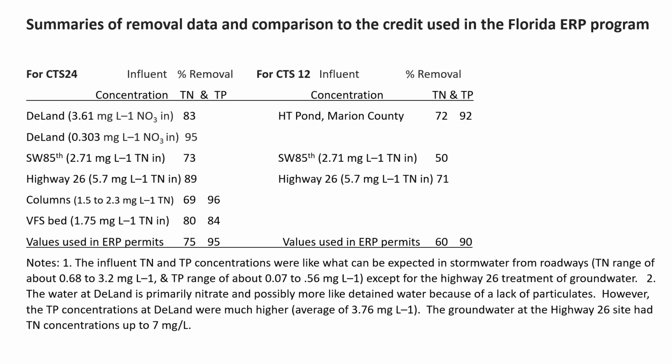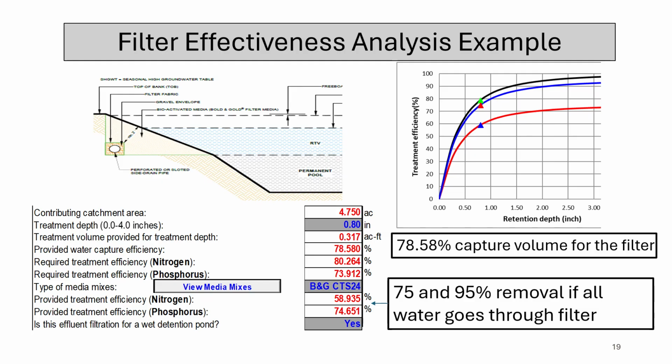Each of these removal percentages was calculated from more than 10 field samples per site, giving the results statistical credibility for regulatory use. Here is a practical example of filter effectiveness analysis using a side bank filter with bold and gold 24-inch media. The results shown here were verified using a spreadsheet and cross-checked against BMPFast, with both methods producing identical outcomes, which gives us confidence in the numbers.